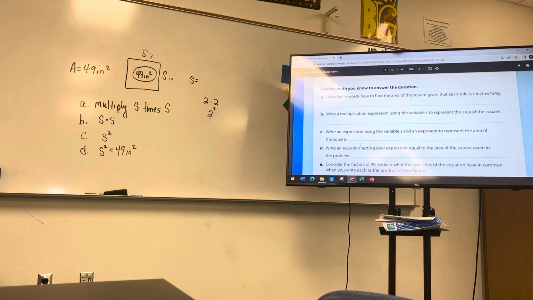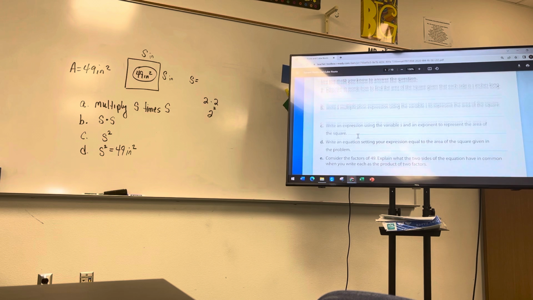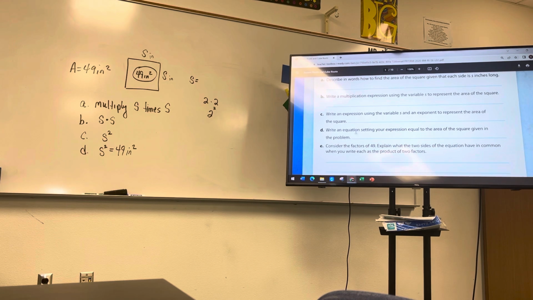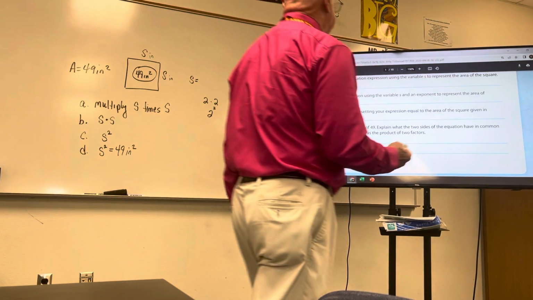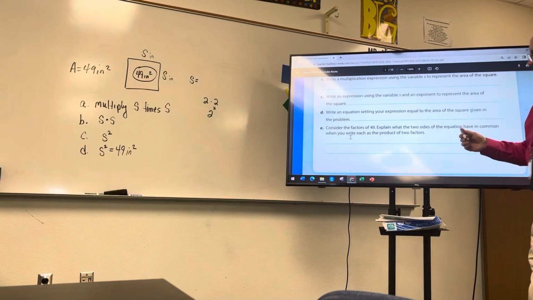And so we wrote that, and we're representing the area of a square, right? That was the expression. Now we're doing the equation. Now, part E says to consider the factors of 49 and explain what the two sides of the equation have in common when you write each as a product of the two factors.